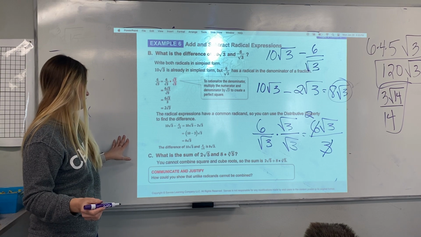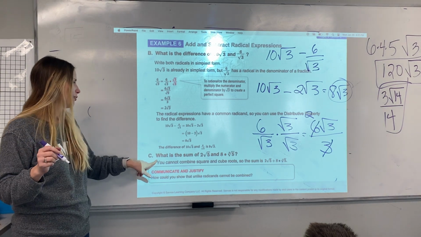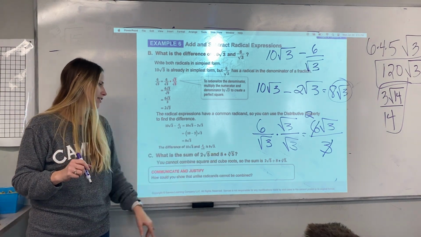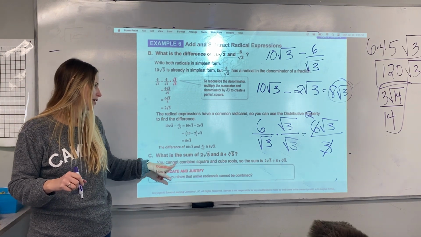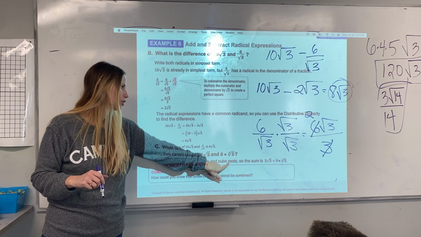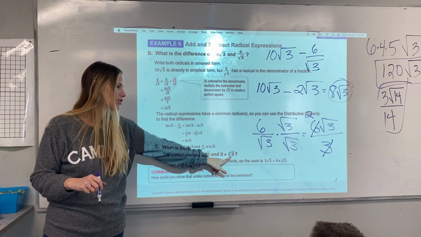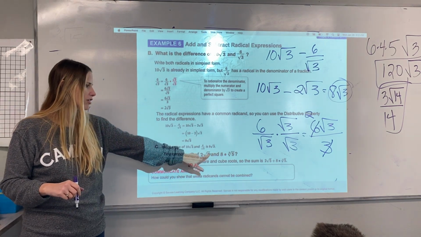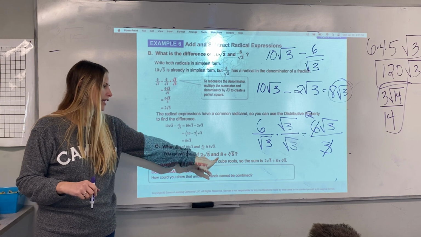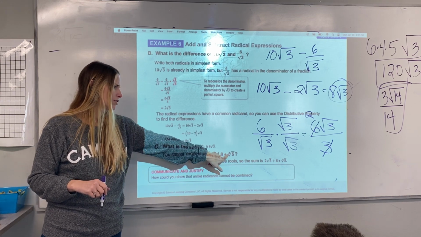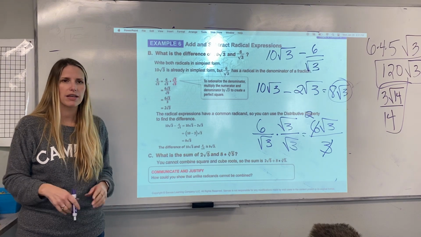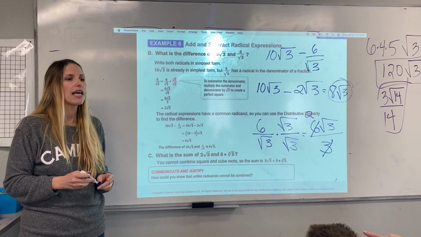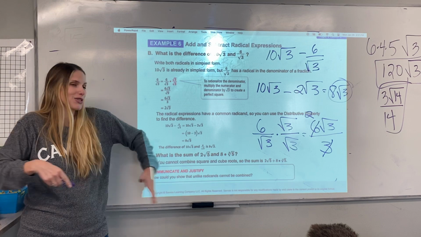Oh, this is so easy. Ready? What is the sum of these? You cannot combine square and cube roots, so the sum is the same as the question: 2 radical 5 plus 8 cube root. Would it be zero? It's not 0. It's just as simple as it can be, so you don't have to do anything.